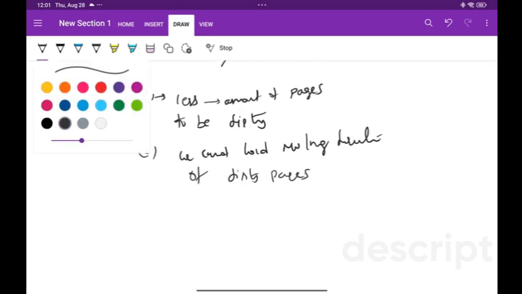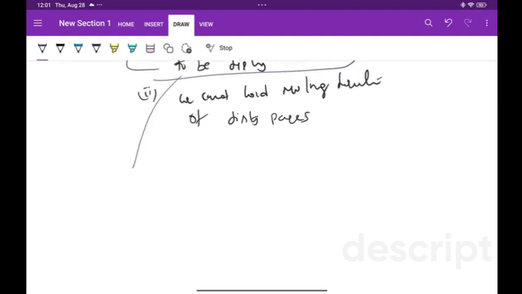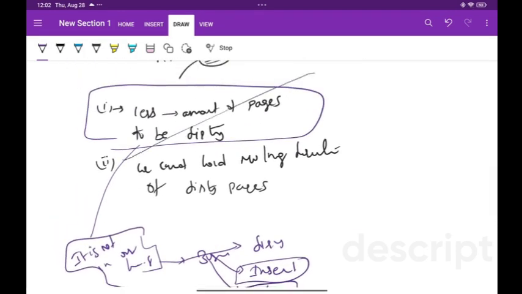Okay, for the first point, keeping less amount of pages dirty, it is not in our hand, because it is purely dependent on business requirement. Based on business requirement, dirty means two things, either insert or update. These two are mostly dependent on business requirement. So now this is not in our hand.